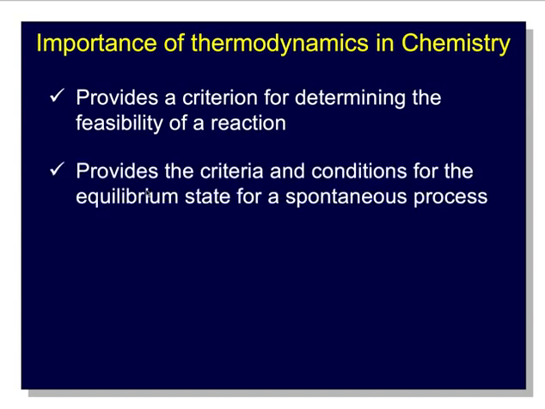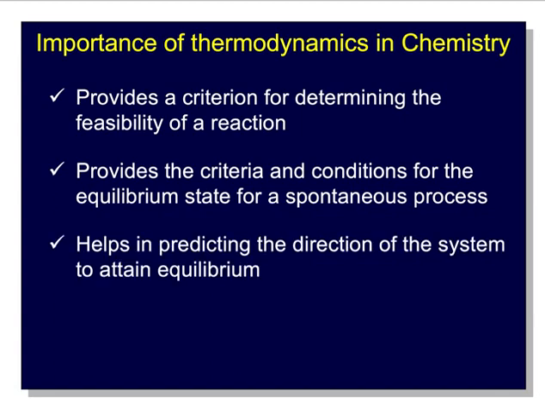Further, it also provides us criteria and conditions for the equilibrium state for a spontaneous process. We know spontaneous processes are the processes which occur on their own. For such processes, what is the criterion for spontaneity, and what are the conditions for equilibrium to be attained? That also comes from thermodynamics. Third, it helps us in predicting the direction of a system to attain equilibrium. Suppose the system is not at equilibrium, we can use thermodynamic understanding to tell which way the reaction would go to attain equilibrium.